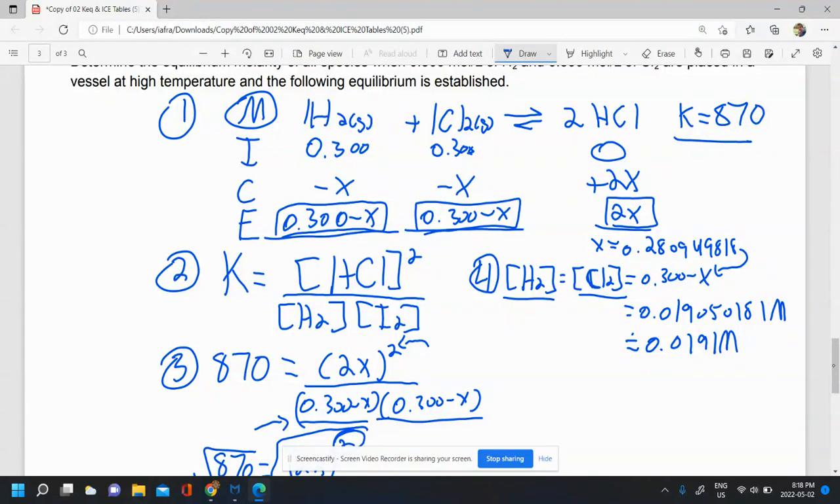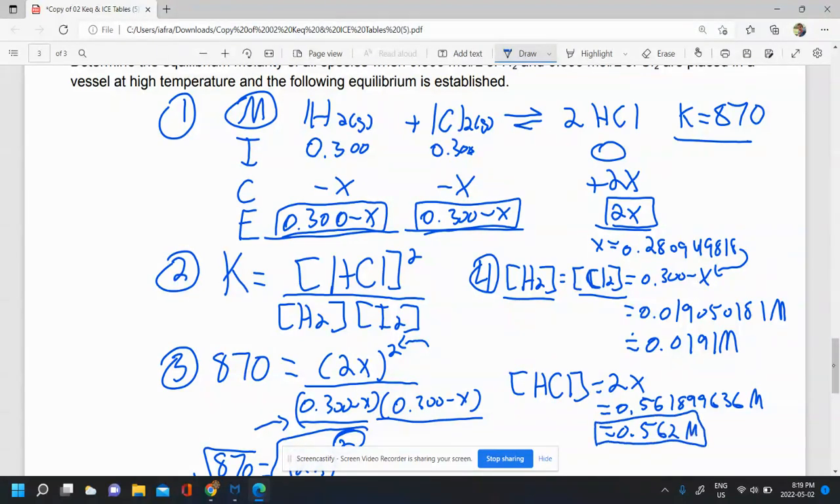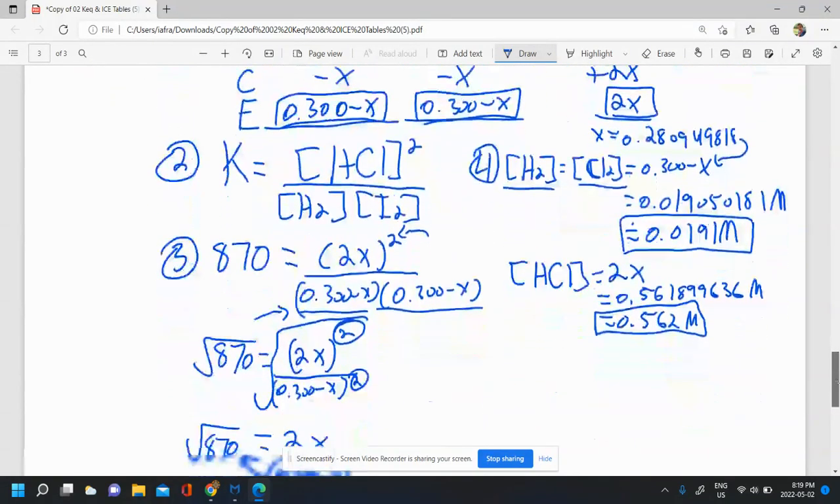So now we can take the same approach, but for the HCl, and we know that that's equal to 2x, which is equal to, so we can just plug in that x value into our x portion there. We get 0.561899636 molar, or approximately 0.562 molar. And there we have our equilibrium concentrations of all species once equilibrium has been reached.